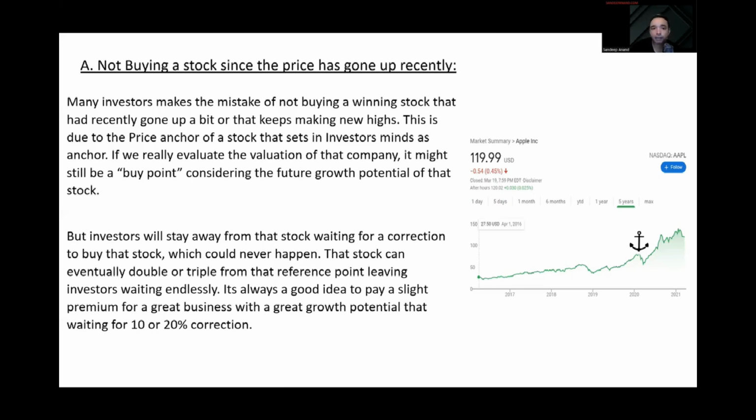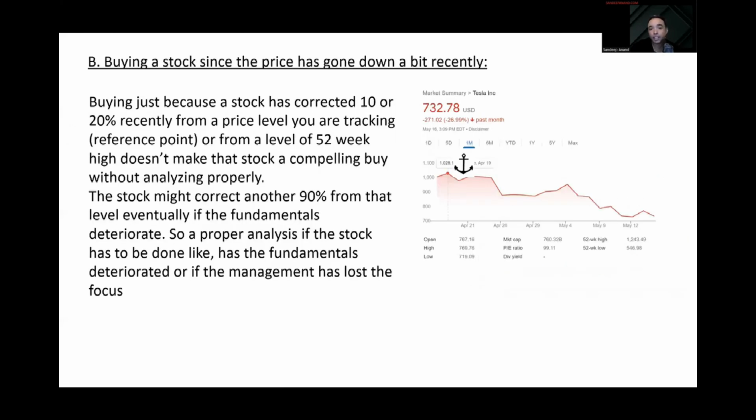Now, this is one example. The other example is buying a stock whose price has gone down recently. Buying just because a stock has corrected 10 or 20% recently from a price level you are tracking, that is a reference point, or from a level of 52-week high, doesn't make that stock a compelling buy without analyzing properly.